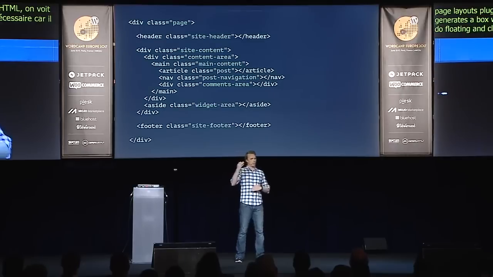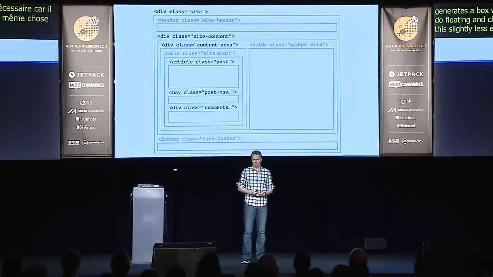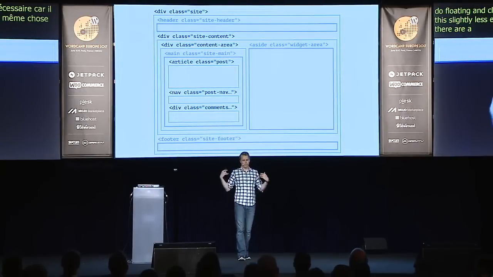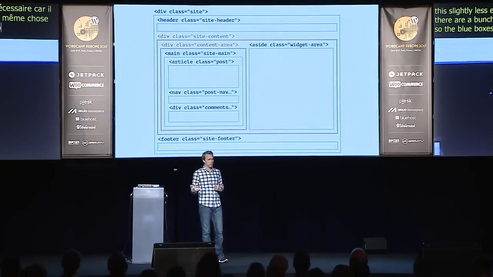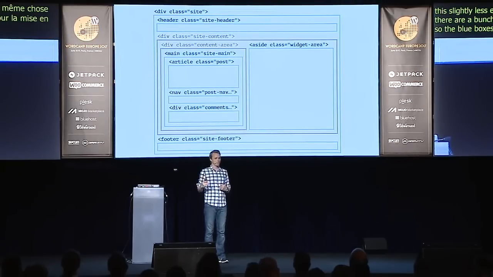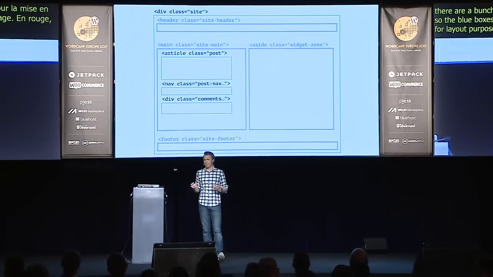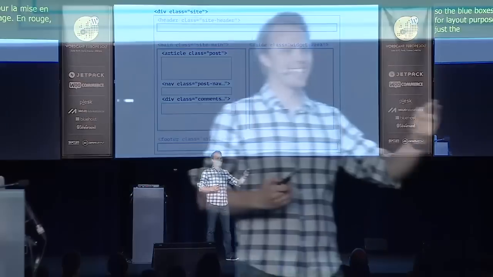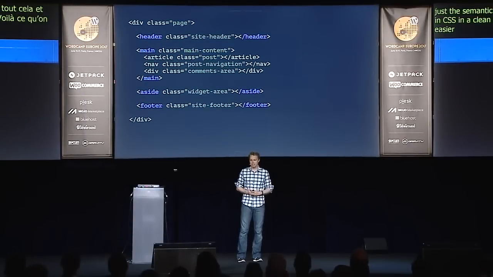Underscores does the same in the slightly less extreme version. When you look at the overall markup of underscores, there's a bunch of elements within underscores that are there solely for the purpose of layout. So the blue boxes here are the header, the main, the aside, and the footer. The red boxes are there for layout purposes. So what if we could take all that extra cruft away, have just the semantic markup and nothing else, and then solve the layout problems in CSS in a clean and simple way? Instead of this layout, we'd have this, which is easier to read, makes way more sense.